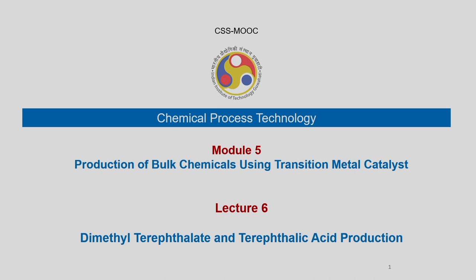Welcome back. So, in the previous lecture, we have seen the ethene oligomerization, and we also saw how ethene is produced via oligomerization into different chains of olefins, and we have also seen the Schopp process in detail. So, moving ahead, we now focus on another polymeric monomer, which is called terephthalic acid and dimethyl terephthalate. So, today's lecture shall focus on the production and processes concerning dimethyl terephthalate and terephthalic acid.